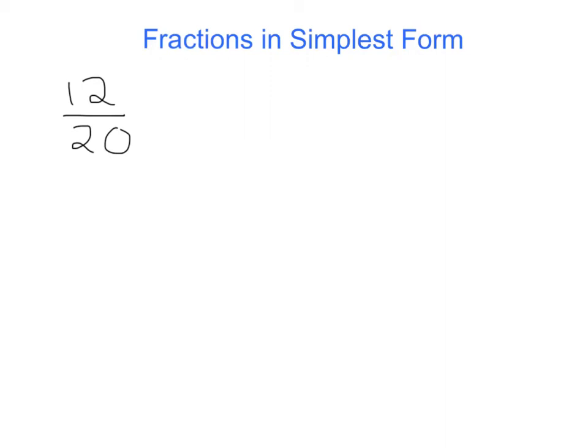Let's do one more together, and then I'm going to give you 3 for you to try on your own. So 12 over 20. Well, I know they're both even, so I can divide them both by 2, but is there a larger number that we could divide them both by? And the answer is yes. We can divide them both by 4. So 12 divided by 4 is 3, and 20 divided by 4 is 5, and then that's as far as we can go. So it reduces to 3/5.